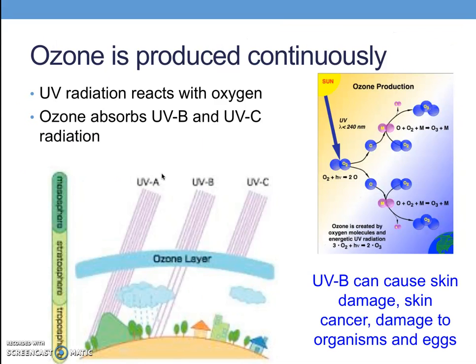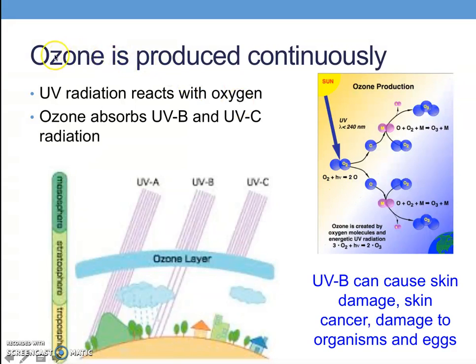So what the ozone layer in the stratosphere does is it absorbs UVB and UVC radiation. And UV radiation causes damage to the DNA in our bodies and can lead to skin cancer, as well as other effects on organisms, including bacteria and eggs of organisms that lay their eggs out in sunlight. So the good thing that the ozone layer does for us is it blocks UVB and UVC radiation that can be harmful to us. That's why we need it.